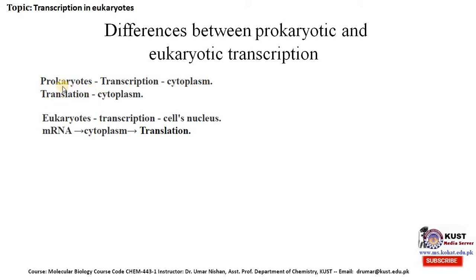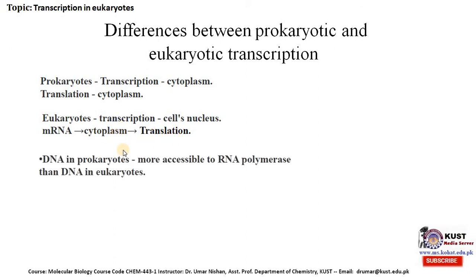But here in prokaryotes, you can see that the process of transcription takes place in the cytoplasm, and along with that, translation also takes place in the cytoplasm. So both transcription and translation take place in the cytoplasm, whereas in eukaryotes transcription occurs in the cell's nucleus, whereas messenger RNA is transported to the cytoplasm, and then translation occurs in the cytoplasm. Now this is not the only difference. There are many other differences, including DNA in prokaryotes is more accessible to RNA polymerase than DNA in eukaryotes.